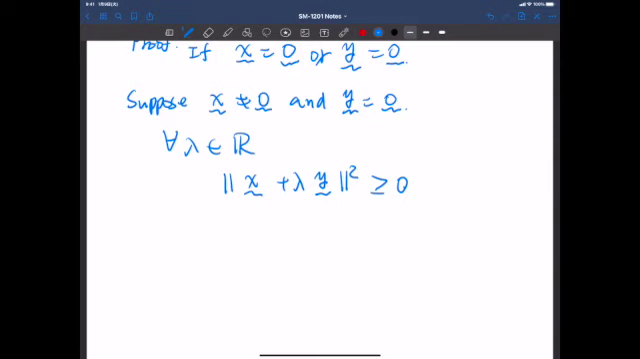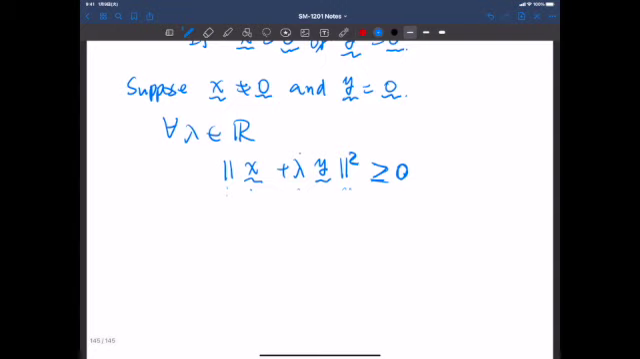Okay, so this lambda is a scalar. For any lambda, this modulus, x plus lambda y is a vector, so its modulus is always non-negative. So its square is also always non-negative. Okay, but this is equal to this scalar product, as we have seen before.